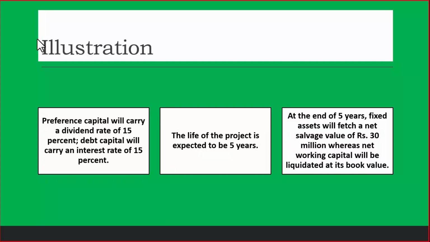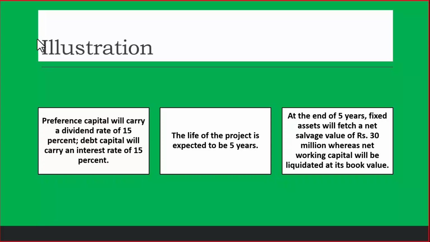Preference capital will carry a dividend rate of 15% and debt capital will carry an interest rate of 15%. The life of the project is expected to be 5 years. At the end of 5 years, fixed assets will fetch a net salvage value of rupees 30 million, whereas net working capital will be liquidated at its book value. So basically the life of the project is 5 years, and the cost of capital as given is around 15%.